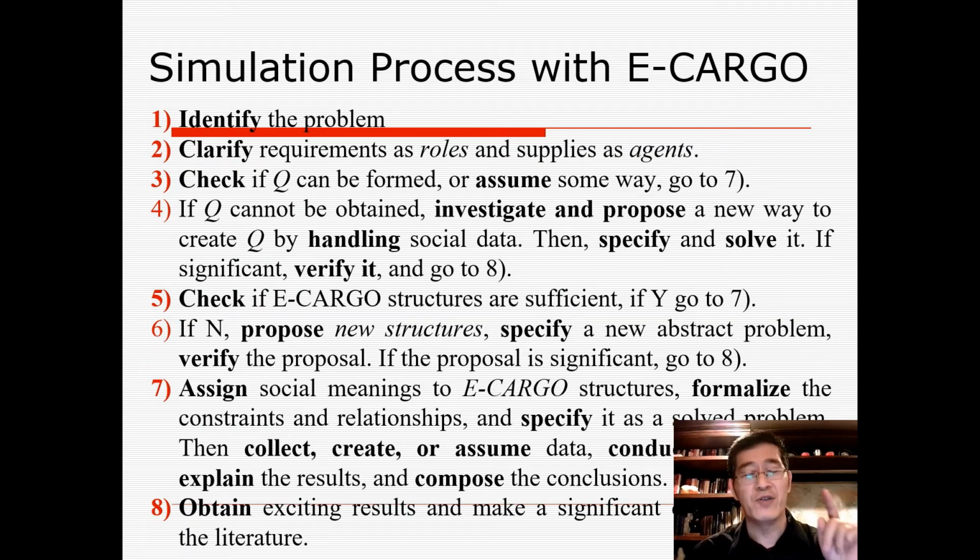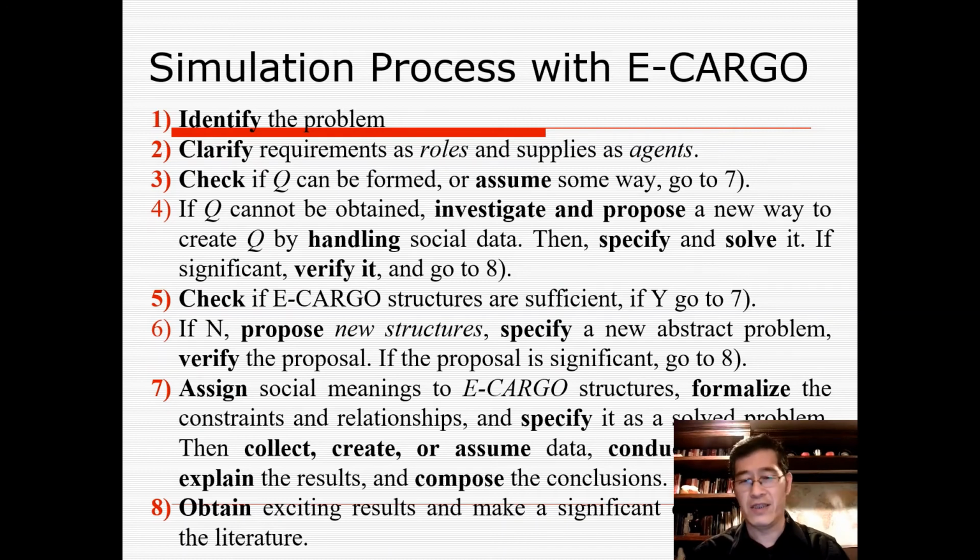Now you can check if Q can be formed, or you can assume some way to compute it, and then you can do a group role assignment. If it cannot be obtained, you can investigate and propose a new way to evaluate this matrix, even create a domain-oriented Q matrix. It's a good contribution. If you think that's enough, you can publish. After that, you can check whether the structures are sufficient.